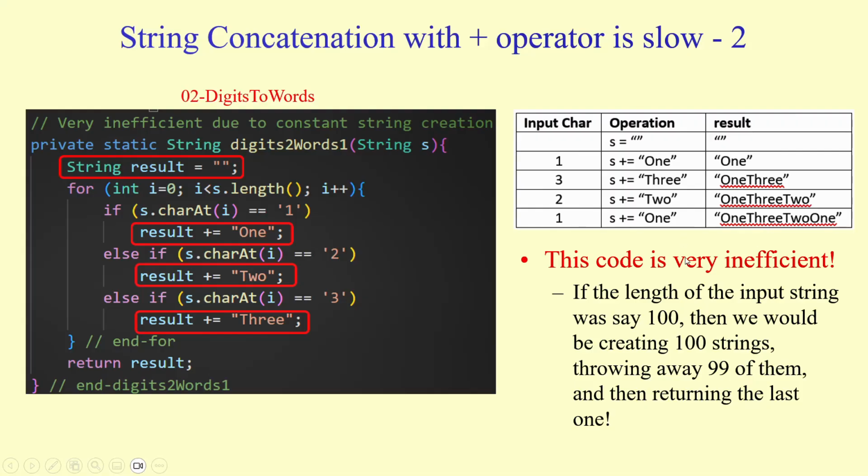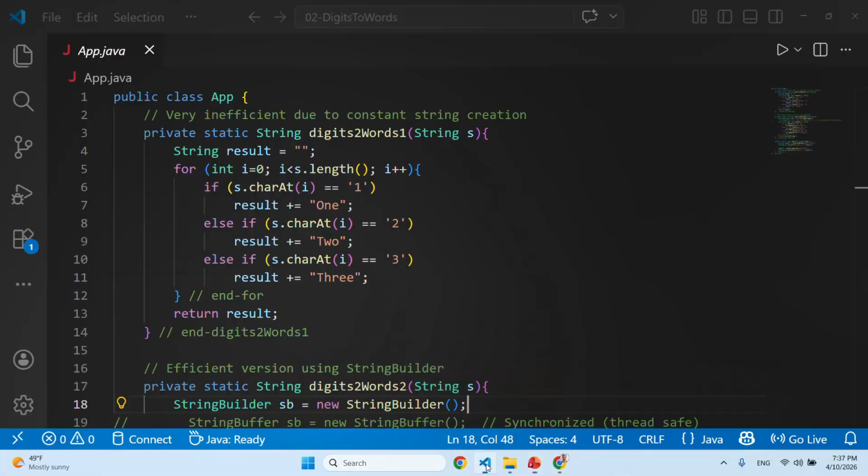So bottom line is, if the input string had, let's say, 100 digits in it, then we would be creating 100 strings. At each iteration, we would be creating one new string, and we would be throwing away 99 of them. The last string that we create is the one that we return from this method. This is very inefficient because you're just creating a new string, throwing it away, creating a new string, throwing it away, and so on.